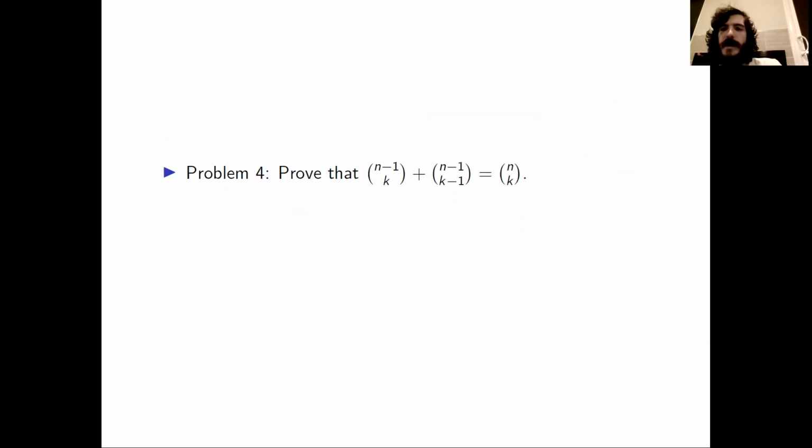Here's one last problem for this video. Prove that n minus 1 choose k plus n minus 1 choose k minus 1 equals n choose k. There are multiple ways to prove this, and the proofs are very different. This is a pretty famous identity. It's known as Pascal's identity.